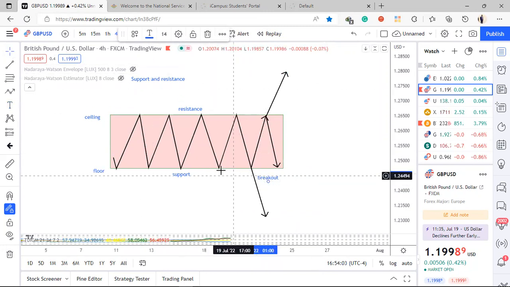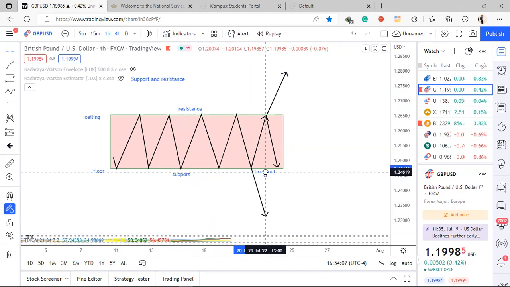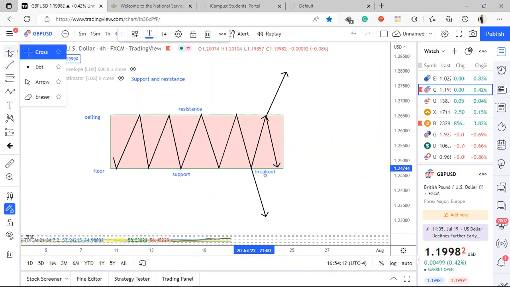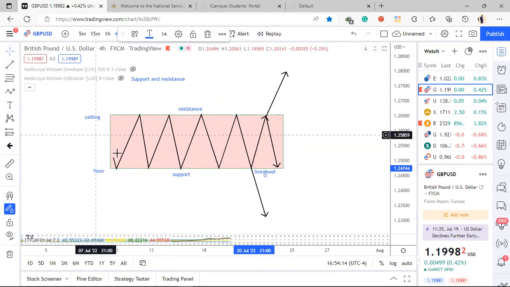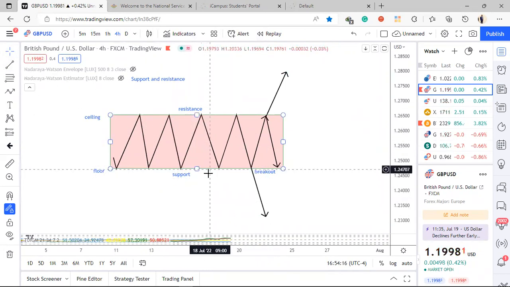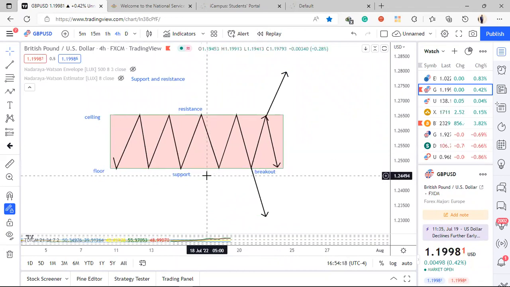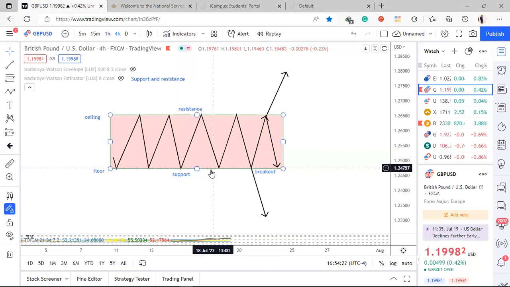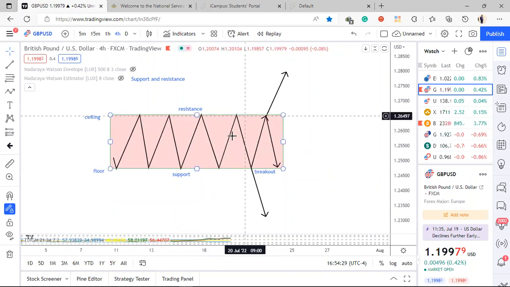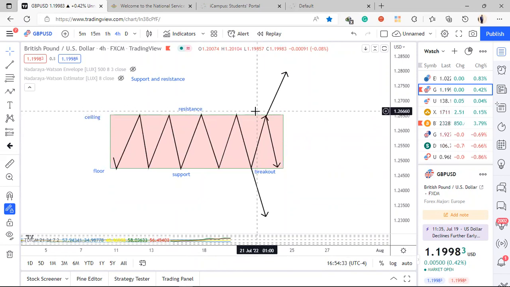Meaning that this support here has been violated, or this support here has become weak. It's just like when you keep hitting a particular place with a ball for a constant period of time. That place will definitely become weak, and the moment it becomes weak, it will break. If you are hitting here consistently, it becomes weak and it will break.